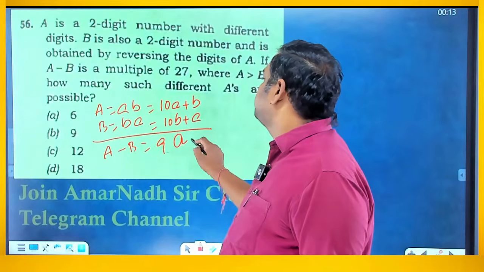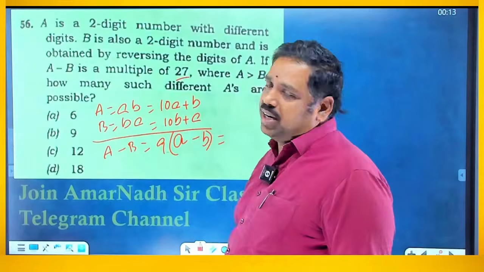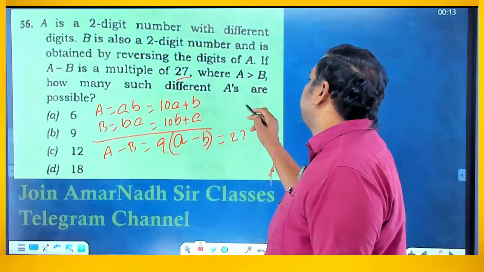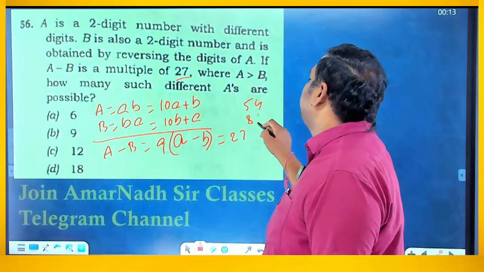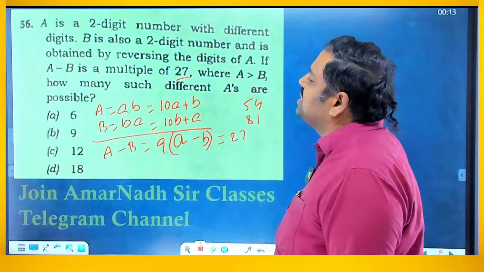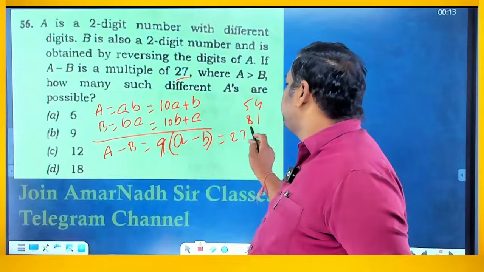9A, B minus 9B is minus 9B. If you take 9 common, 9 times of A minus B. It's a multiple of 27. Multiple of 27 means 27, 54, 81. Like that we have to take, right? Okay, good. How many such different A's are possible? He is asking. Suppose first I am taking 97. Then A minus B is how much?